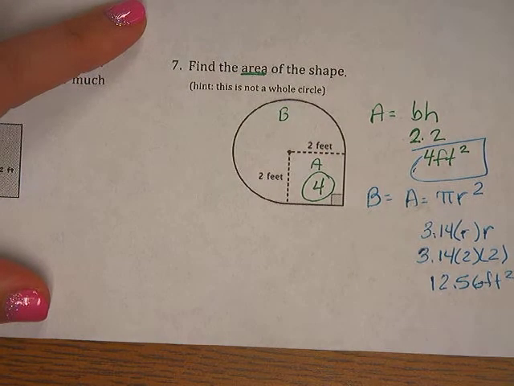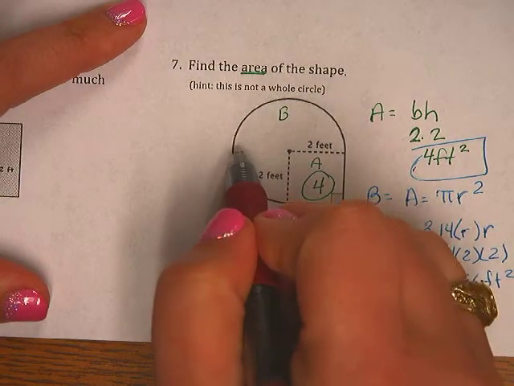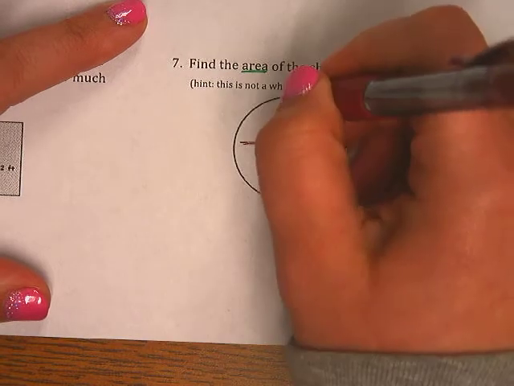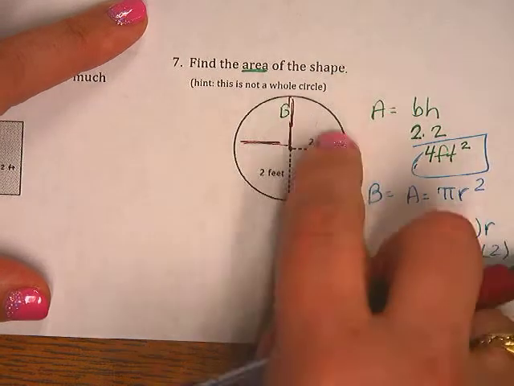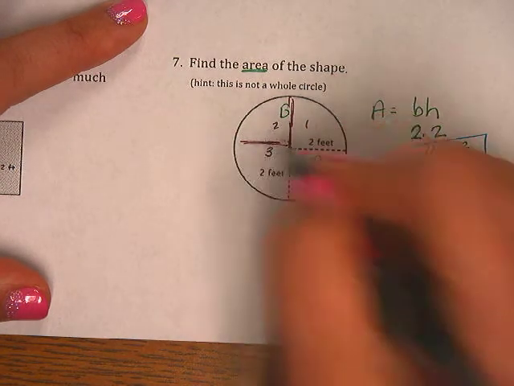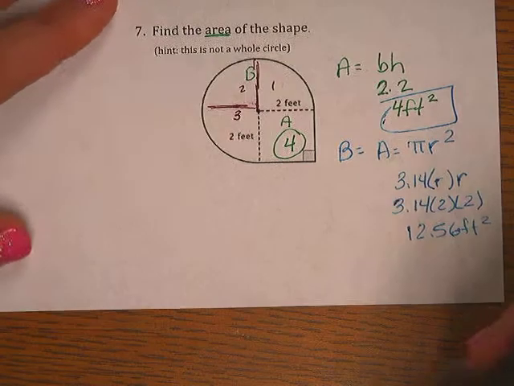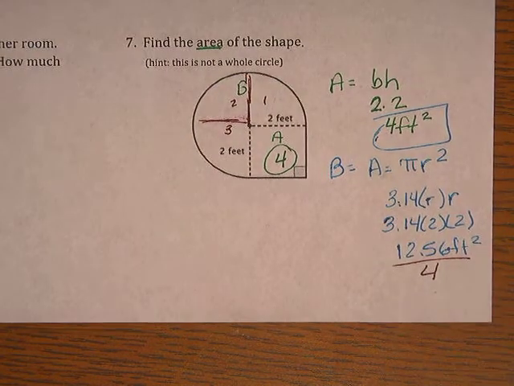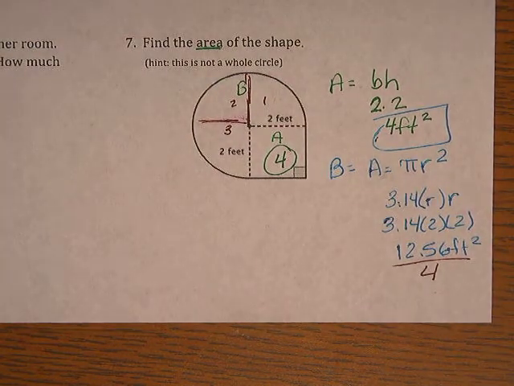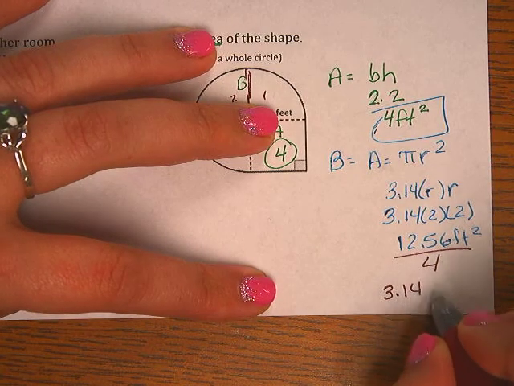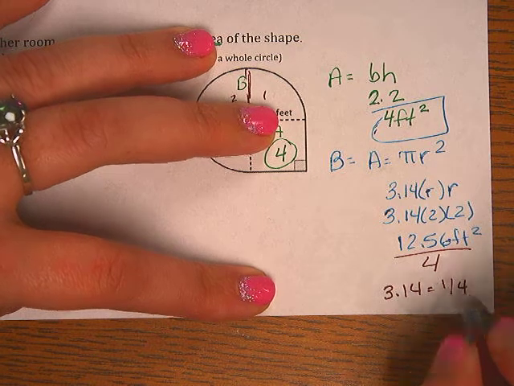Now this is for the entire circle, but if I look at the picture, I don't have an entire circle. But I can easily see that the way that it's broken up, I could divide it into fourths, and then I actually need 1, 2, 3 of those fourths. So to divide a shape in fourths, I have to divide by 4 because I want 4 pieces. So 12.56 divided by 4 is 3.14. But that's only for 1/4 of a circle.